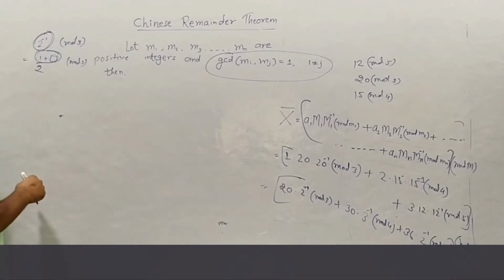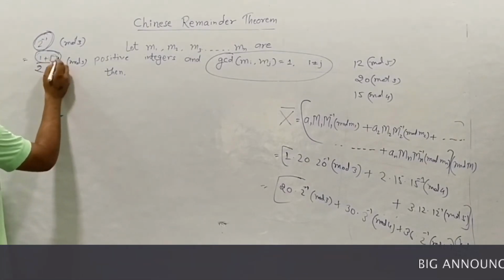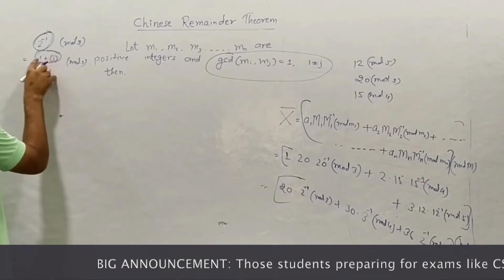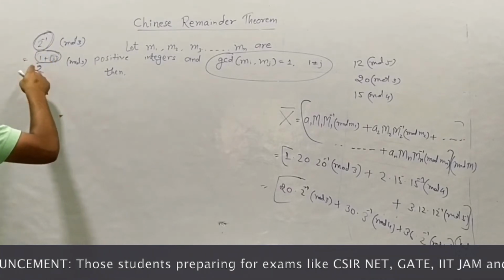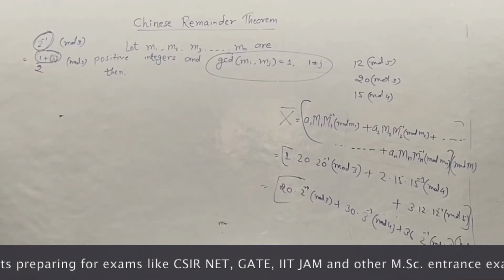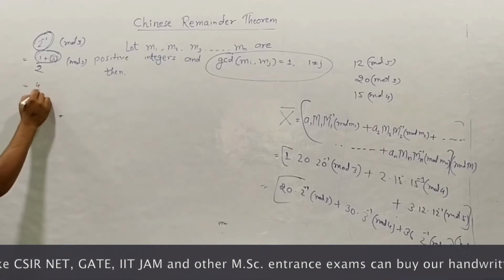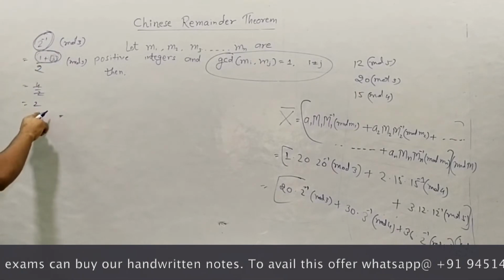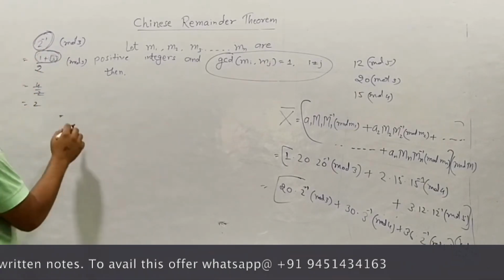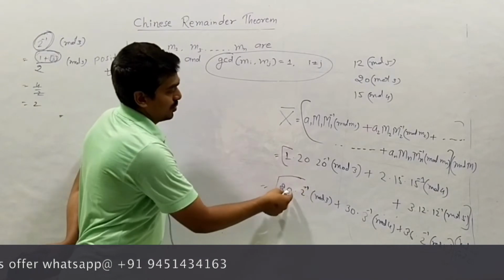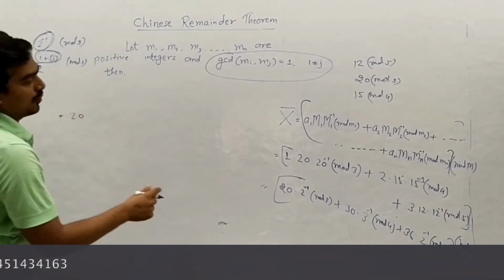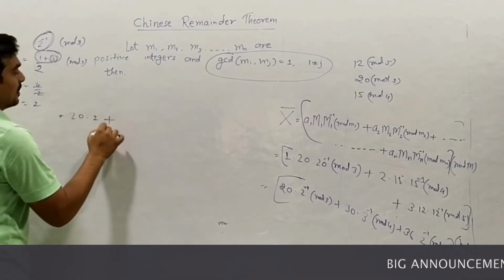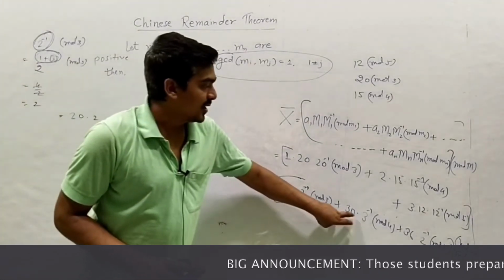Okay, so let's move. Suppose we take here 3 times 1, that is 3. 3 plus 1, that is 4, and 4 can be divisible by 2. Then we get the answer, 4 by 2, that is 2. So 2 inverse is congruent to 2. Therefore 20, and what is 2 inverse? 2 inverse is equal to 2. Okay, plus 30 into 3 inverse.